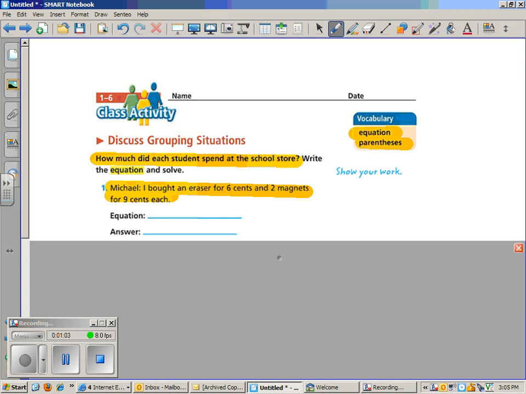Okay, so within this equation there are two separate things, and then we need to combine them. We have an eraser that costs 6 cents, but then we also have 2 magnets for 9 cents each. And then we want to know how much altogether. So when you're doing this in your head, you might say, okay, I have 6 cents, and then you're also going to do a separate equation in your head of 2 times 9. And then you need to combine those two to figure out how much money you have.